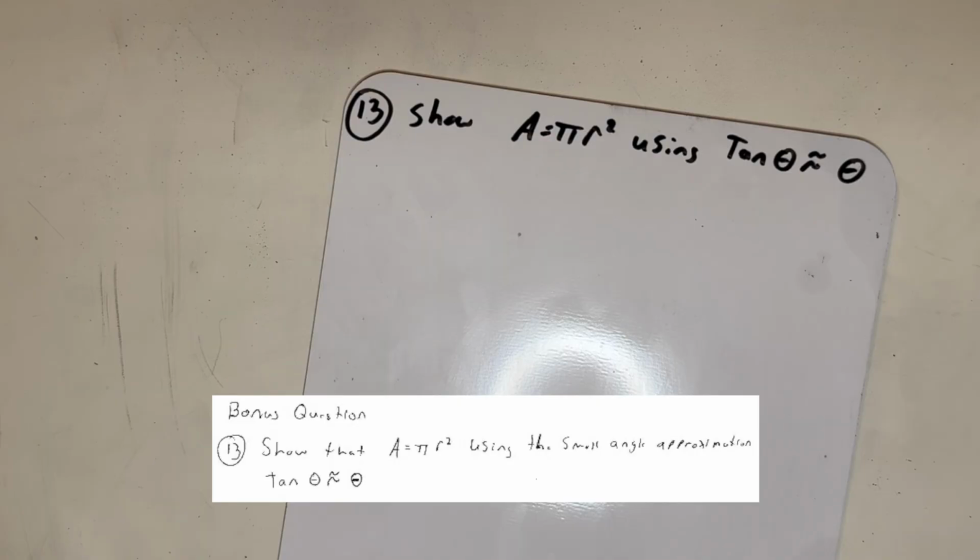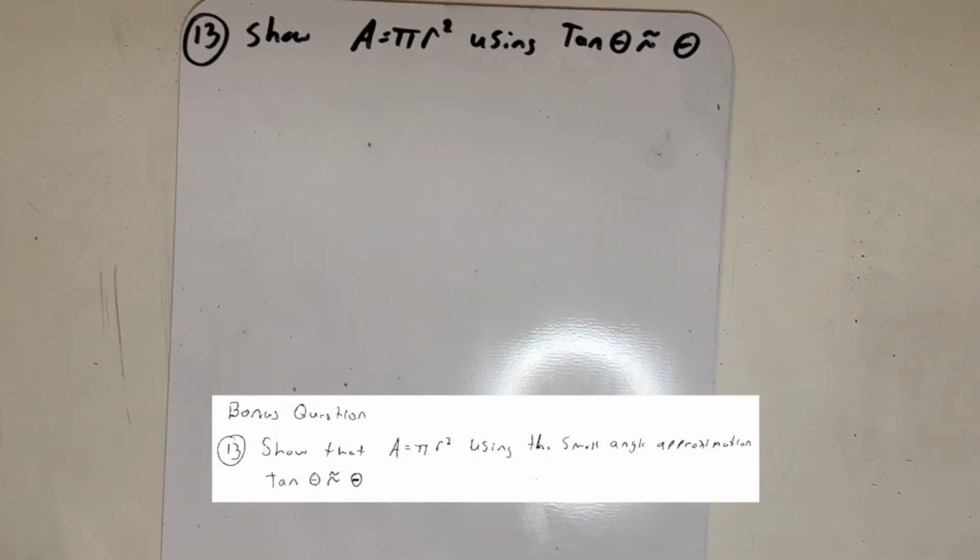Okay, the bonus question, number 13, we want to basically derive the area formula using the small angle approximation that the tangent of theta is approximately theta. This is actually pretty straightforward. It's pretty easy to do.